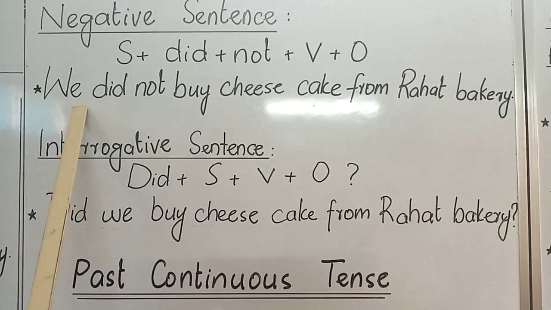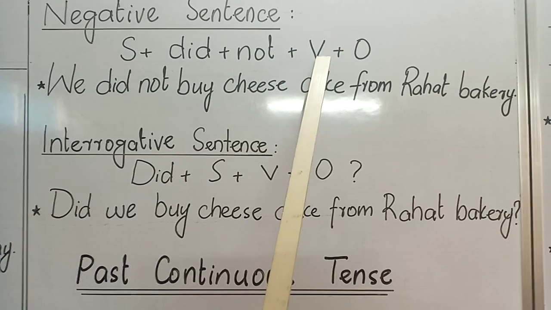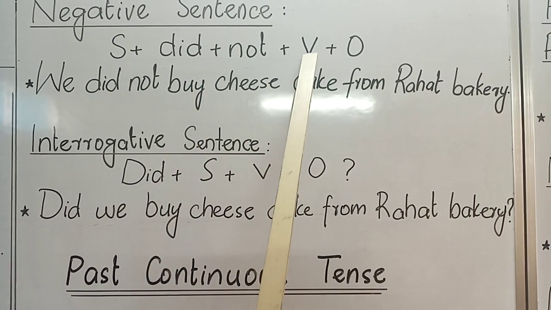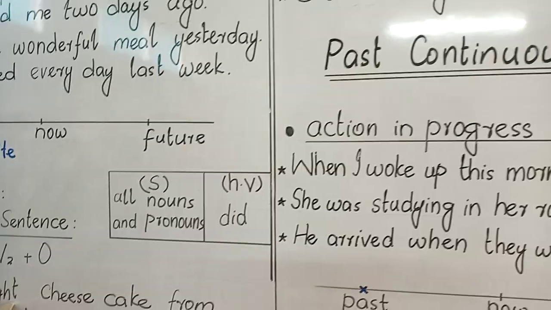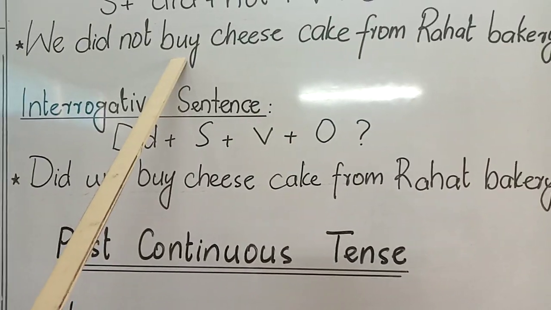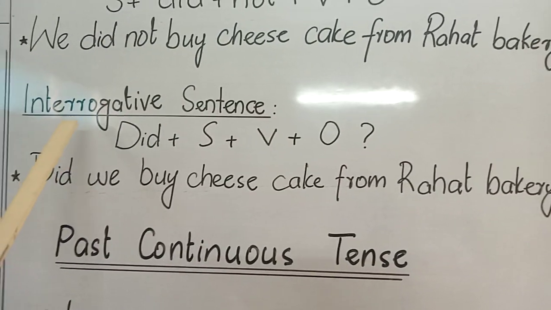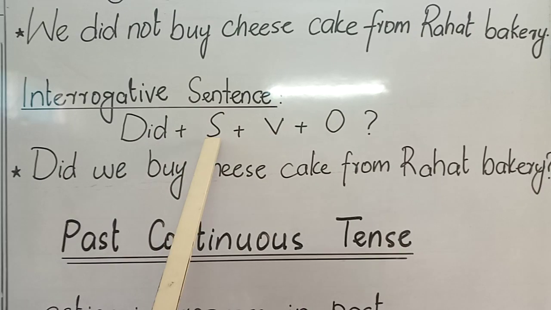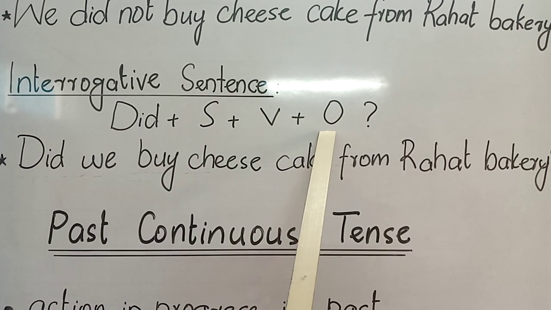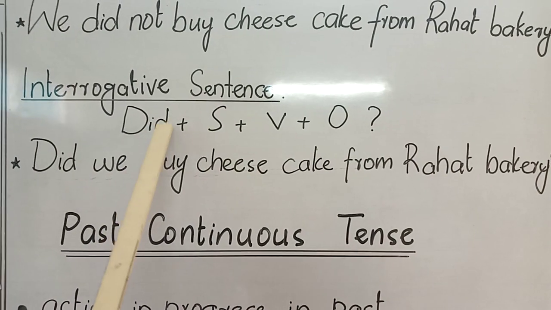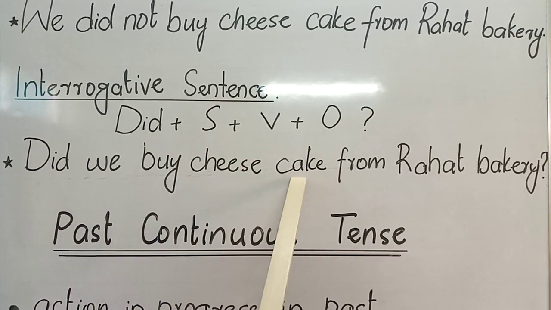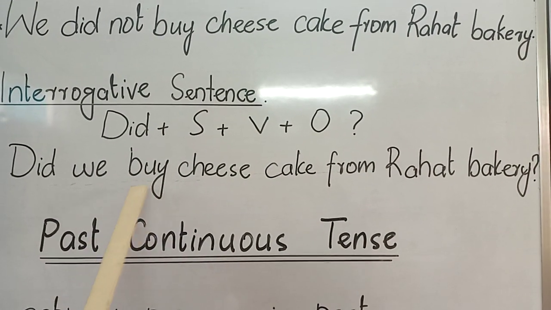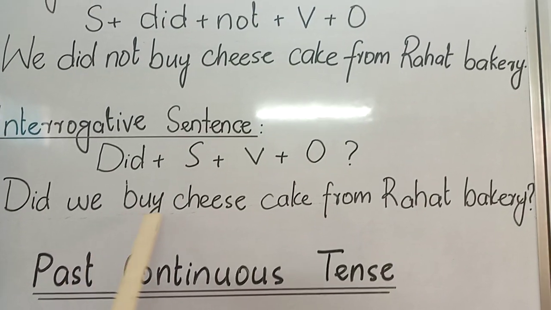So this structure is did not and buy. The root form of buy is the root form of verb or base form of verb. There we used bought, that is the second form of verb. But here we are using base form, root form. For interrogative sentence: did plus subject plus verb plus object, question mark. Did comes first, the helping verb comes first in an interrogative sentence. So, did we buy cheesecake from Rahat Bakery? And here you can see that again we are using the root form of verb, base form of verb.